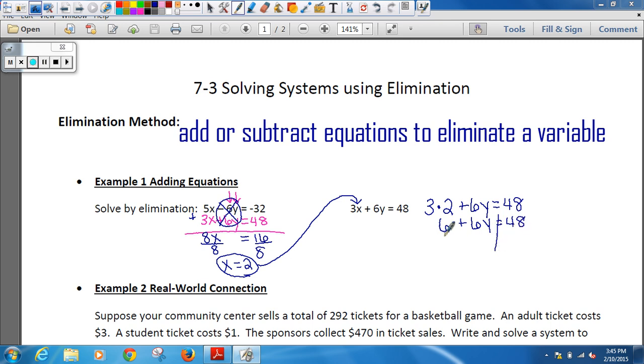So the opposite of plus 6 is to subtract 6 on both sides. We end up with 6y equals 42. Divide both sides by 6. And we end up with the solution that y equals 7. So our solution to our original system is the ordered pair of 2, 7. So don't forget to write your final answer as an ordered pair.